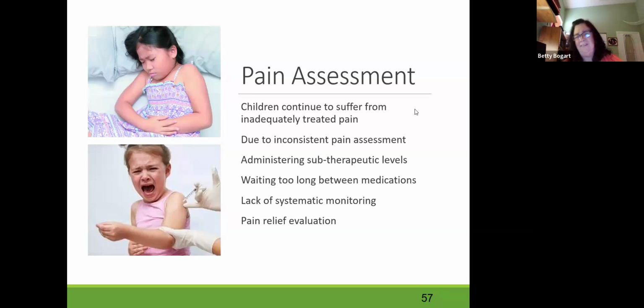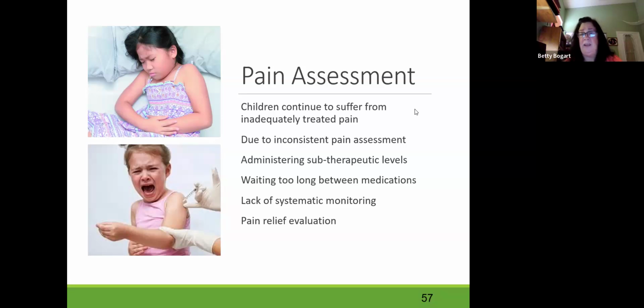The other thing is, as a nurse, are you doing your pain assessments? I mean, it should be done with every vital. It is your fifth vital sign, okay? Also, are you giving the proper amount of medicines? For instance, morphine is a great pain drug for children. It's been around forever. We know the doses. Sometimes nurses are afraid to give a full dose. And if you're not giving a full dose, you're not taking care of the pain.